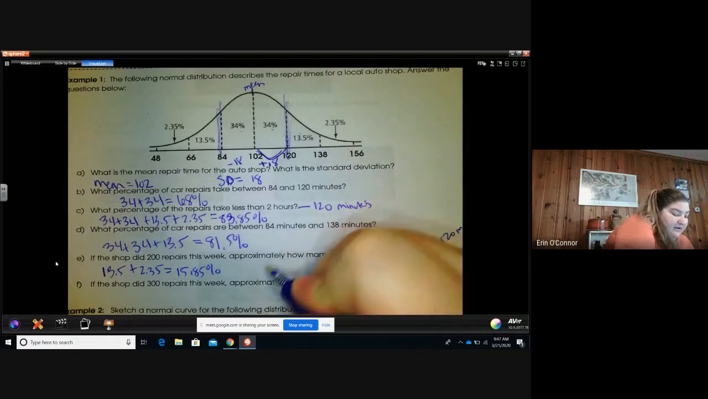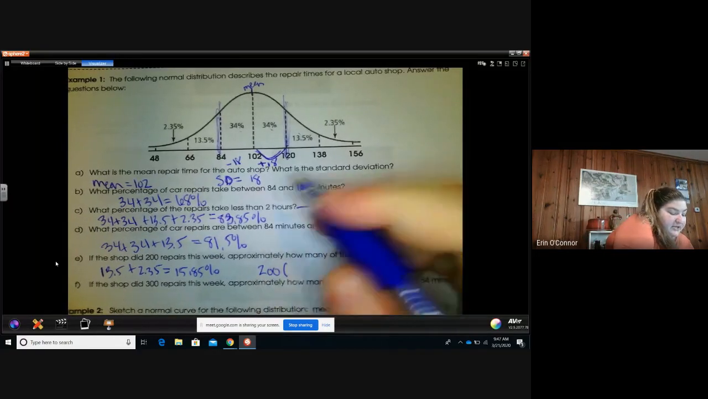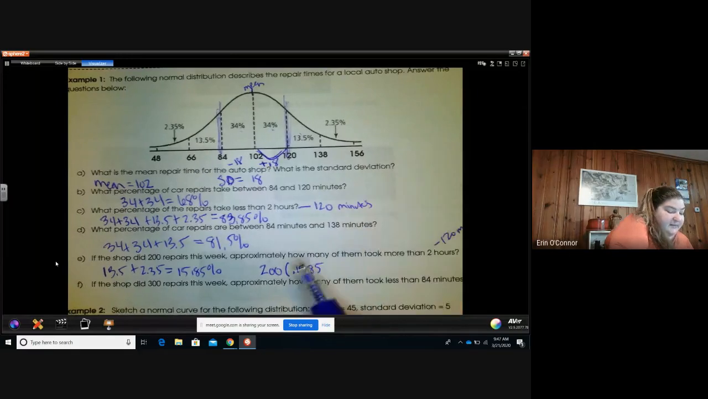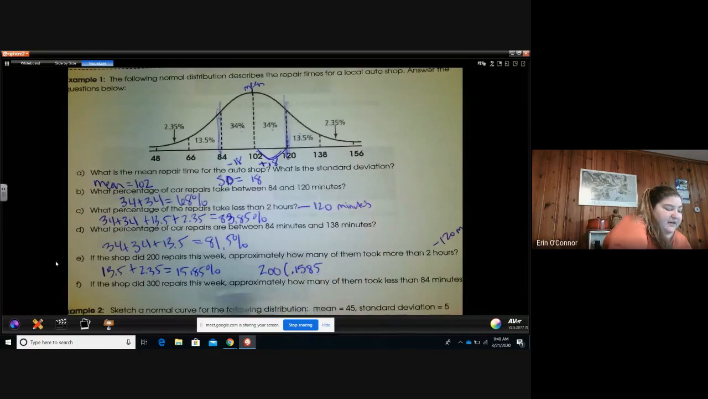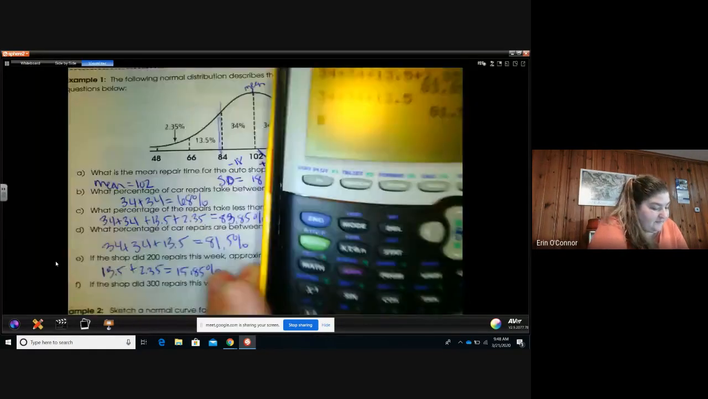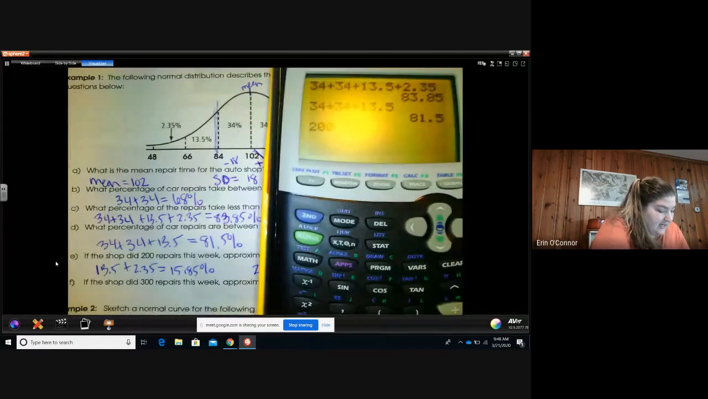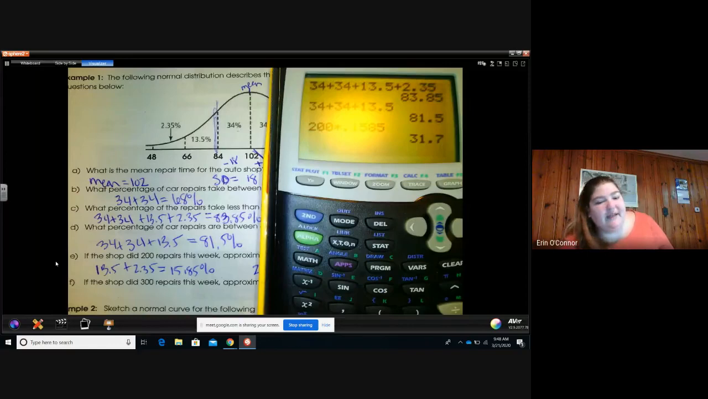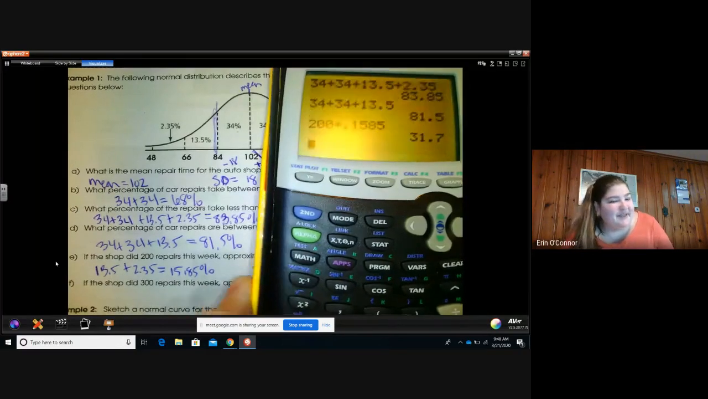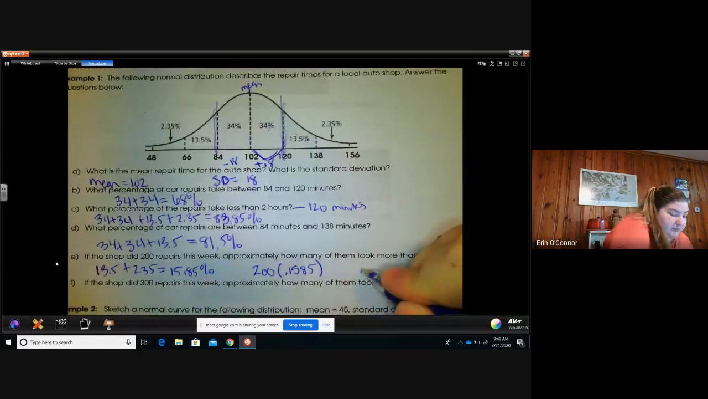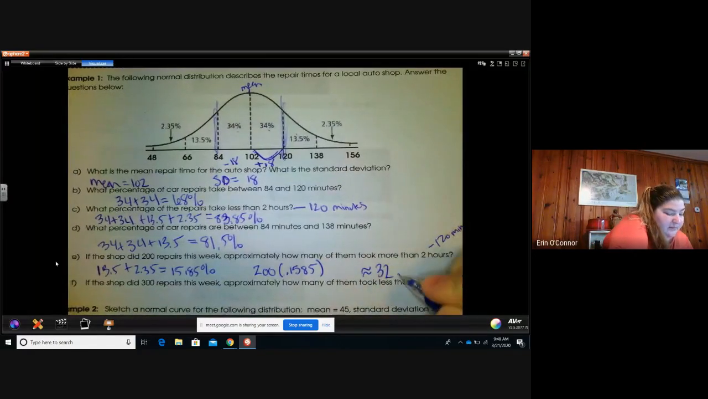So to find that, we're going to do 200 times 15.85, but it's going to be 0.1585 because I had to change this percentage, so I moved the decimal over twice to the left. And when I do 200 times 0.1585, I get 31.7. And it says approximately, and you can't have a partial repair, so we're going to round up. So it's approximately 32 repairs.